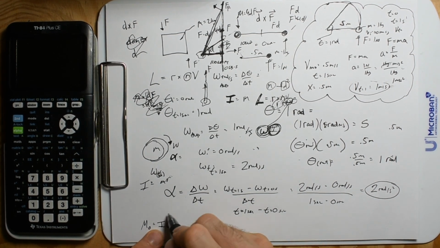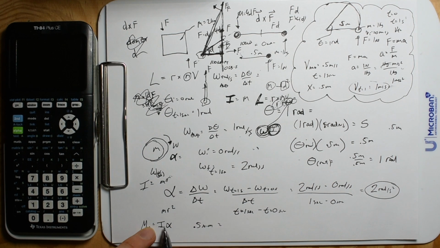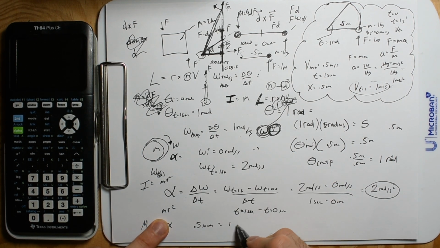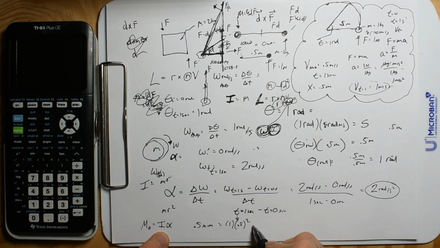So this I is going to be mr squared, second moment of mass. So I think we have that down. The mass is 1 kilogram, so we have 1 kilogram times the radius of 0.5 squared. So this just turns out to be 1/4, and then we're going to multiply it by alpha, which is 2. Cool. And so let's get some units on this.